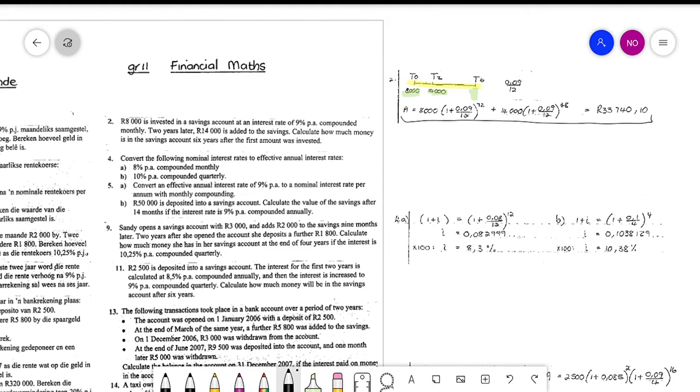'n Ander manier om te doen is to start off by saying, I'm going to calculate what the total value at T2 is. So I'm going to say 0,09 divided by 12. And this has been there for 2 years, so that is to the power of 24 months. I just want to quickly check my calculations. I didn't do these beforehand. Sorry, guys. To the power of 24. So I might actually make a calculation error and get to another answer. Let's hope not.